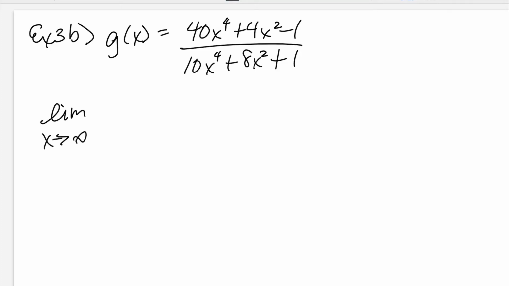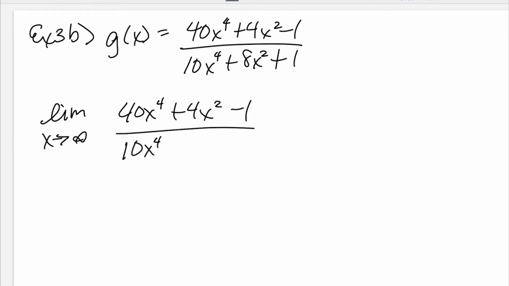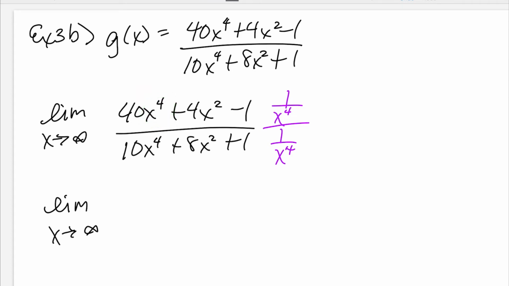The limit as x approaches infinity here of 40x to the fourth plus 4x squared minus 1, over 10x to the fourth plus 8x squared plus 1. What's my highest exponent? This 4, and I've got it on the top and the bottom. That's fine. So I'm going to multiply by 1 over x to the fourth. And when we simplify that, I'm just going to straight up simplify this so we don't have to write a ton of steps. This x to the fourth and this x to the fourth are going to break this down to just be 40.